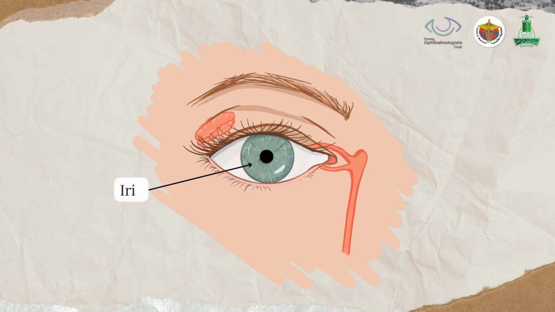This colored part of our eyes is called the iris. The hole inside the iris, which is called the pupil, controls the amount of light entering the eye by constricting the muscle fibers in the iris. And finally, we have the sclera, the white part that surrounds all these structures and forms the eye globe.